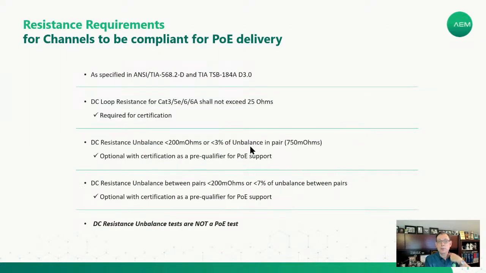So let's dive into resistance. These are the resistance requirements in order to be compliant for PoE delivery, and this is when we're going to start getting into some of the optional tests. The first one here, the DC loop resistance, is required in your Cat 5e, Cat 6, and Cat 6a tests. It's 25 ohms. You cannot exceed 25 ohms. What that means is a loop resistance is both sides of the pair. So 12.5 ohms down one side of the pair, and then coming back another 12.5 ohms there. So that loop, that round trip, cannot exceed 25 ohms.